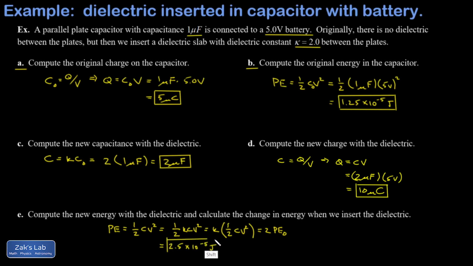This is in contrast to what happened to a capacitor that was disconnected from the power source. In that case, the potential energy actually went down. And I'll post a link to the video where we did that example. So finally, we're asked for the change in potential energy, and I just found out that it went up. It went from 1.25 to 2.5. So that's an increase of 1.25 times 10 to the negative 5th joules.